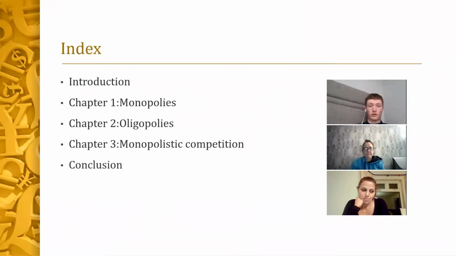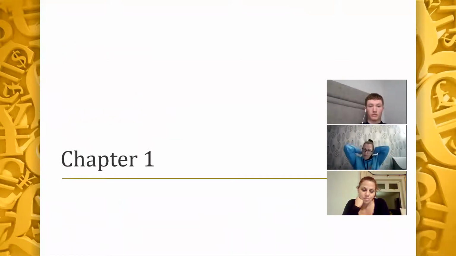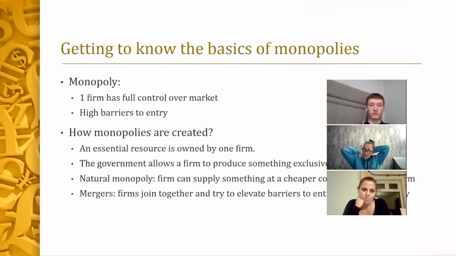So here's just a quick overview of the topics we're going to be talking about. And now I'm going to talk about monopolies and just some of the basics. A monopoly is where one firm dominates the market, and it has a characteristic of high barriers to entry. And there are four main ways in which monopolies can be created.